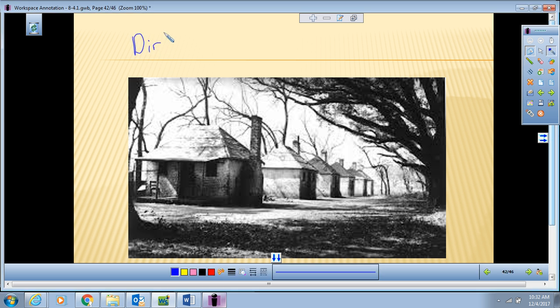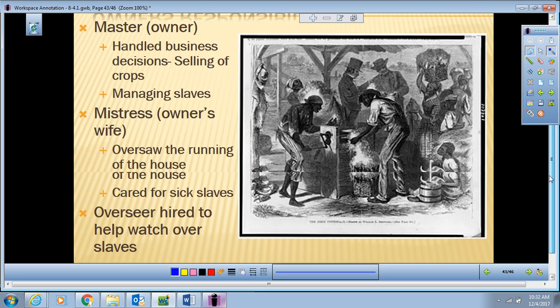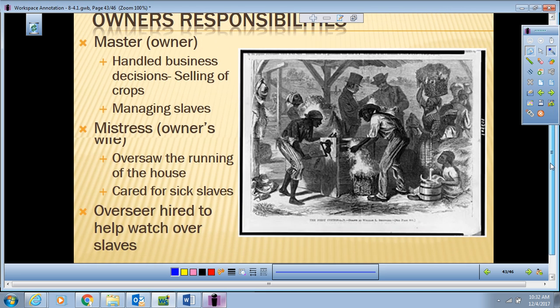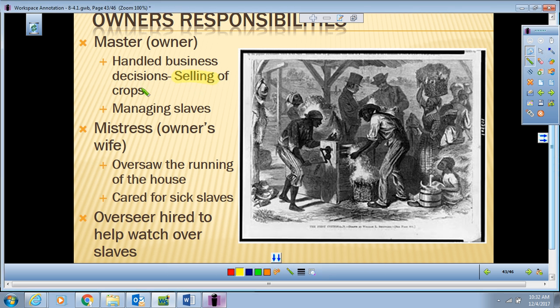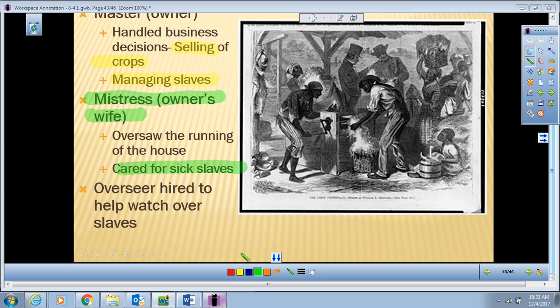Those are the slave cabins. Something I forgot on your notes, but it's no big deal. They had dirt floors. They were the most meager of accommodations. They wanted to keep the slaves alive so they could work and make them money, but they're not going to splurge when it comes to their comfort. The master handled business, selling of the crop, managing the slaves.